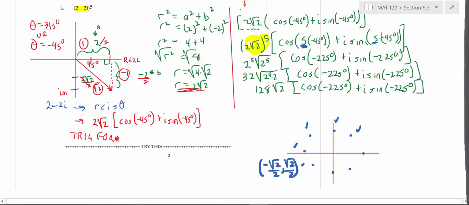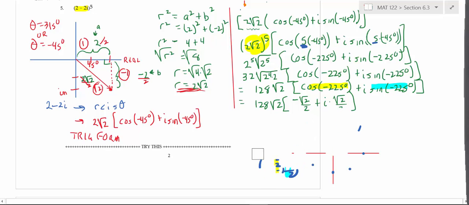So now you're ready to crunch this out. The cosine is going to be this. The sine is going to be this. Now you're ready to crunch out the answer. So you would end up having 128 root 2 times negative square root of 2 over 2 plus i times the square root of 2 over 2. Like that. I just like to show students how to count things out because it simplifies things a lot of times when you do that.